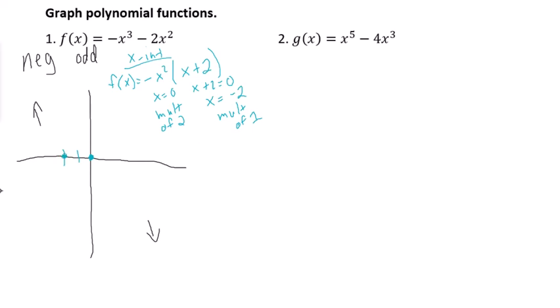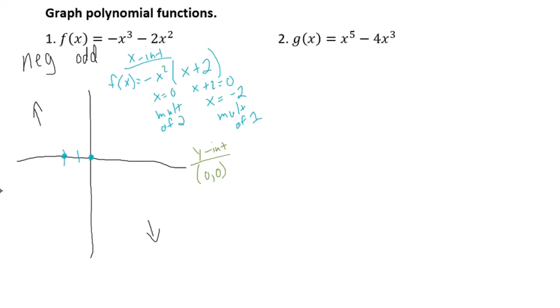The next step would be to figure out your y-intercept. Well, this one's very easy because if you put x as 0, you get 0. So our y-intercept is also 0, 0, because we already have 0, 0. So it's only going to cross the y-axis in one spot. All right, so multiplicity of 2.